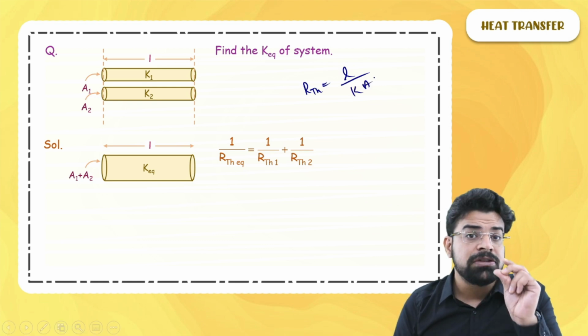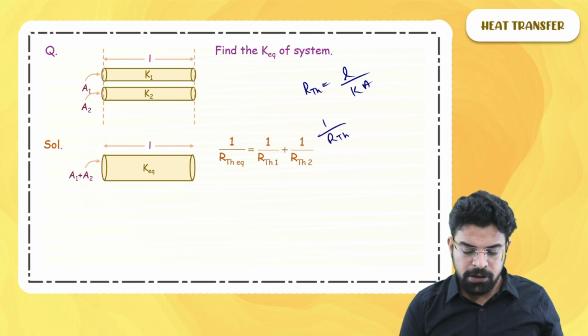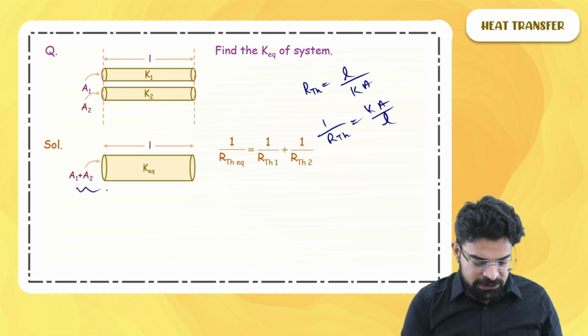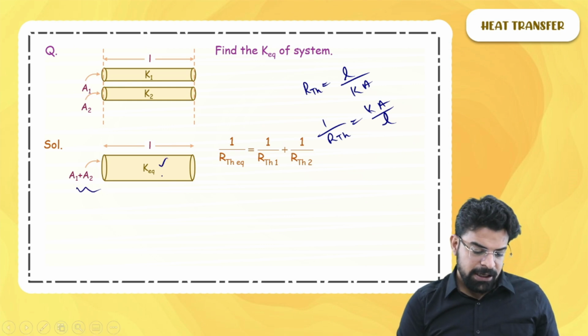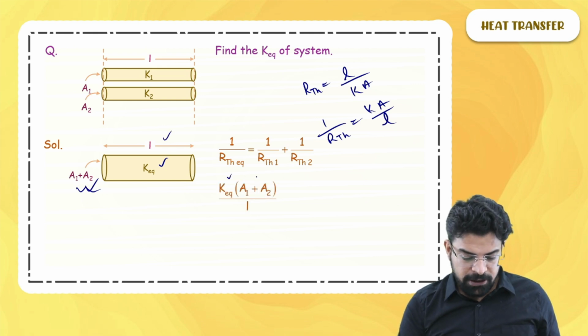Here we have to substitute 1 by R thermal in each term. So 1 by R thermal will be equal to KA by L. First, what is the value of KA by L for the composite system? So K is K equivalent. Area is A1 plus A2 by L. So K equivalent into A1 plus A2 by L. What is 1 by R thermal?